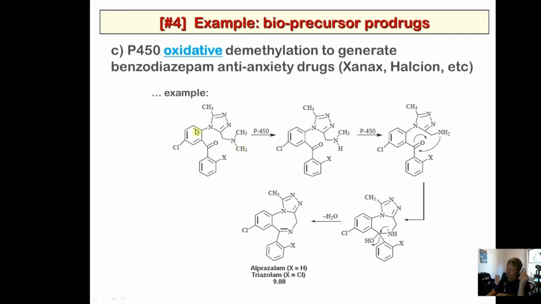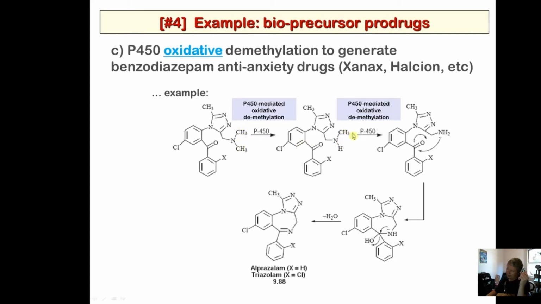So if you look at these molecules, these are examples of benzodiazepines, which are kind of like Valium and other related molecules, and these molecules are called Xanax and Halcion. Anyway, so what happens is P450 does an oxidative demethylation of one of these N-methyl groups, and actually does it twice. So you can see there's two methyls, now there's one methyl.